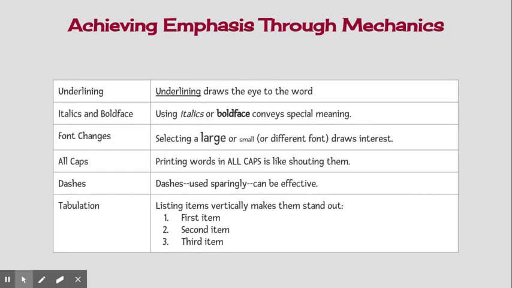If you put it in all caps, it's kind of like shouting at a person. Dashes, if you use them sparingly, can be effective. And also, if you want to tabulate, either use bullets or numbered lists. If you stack something vertically, it allows the items to stand out even better.